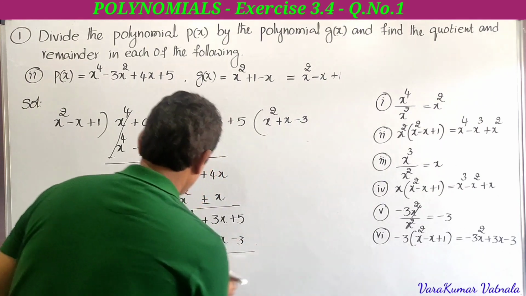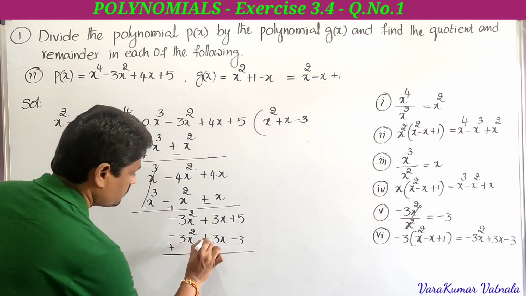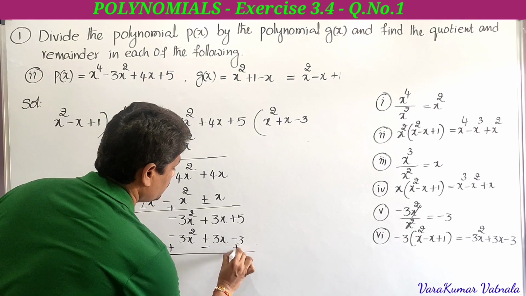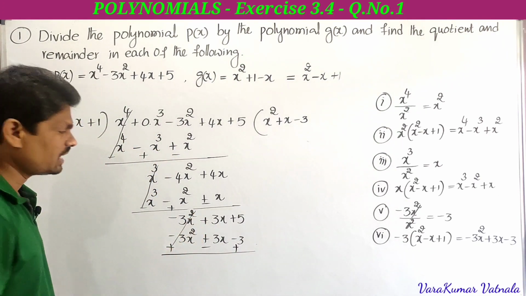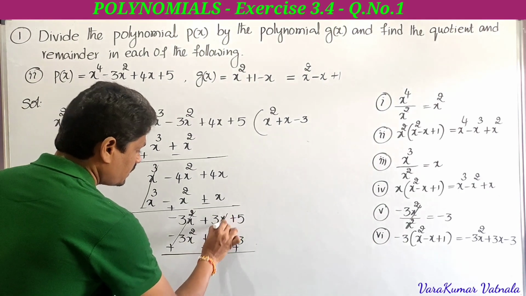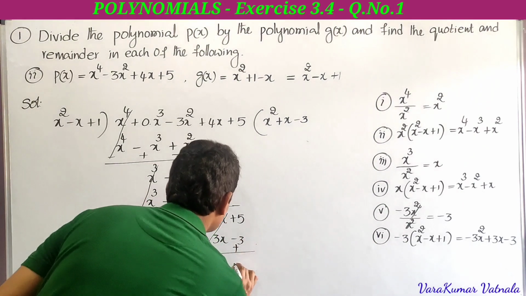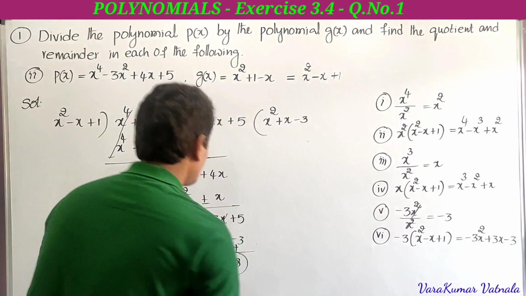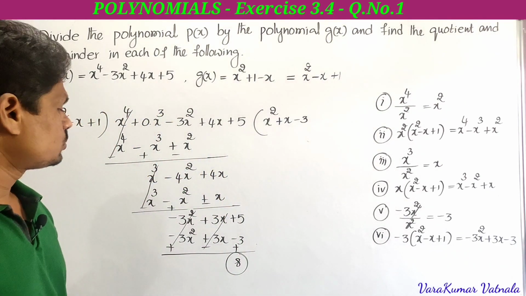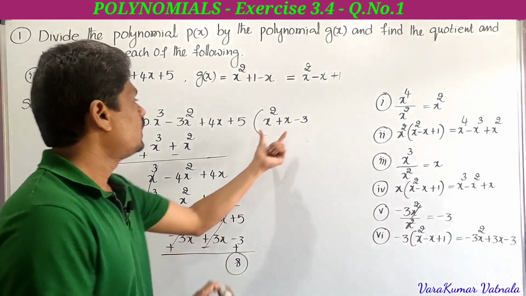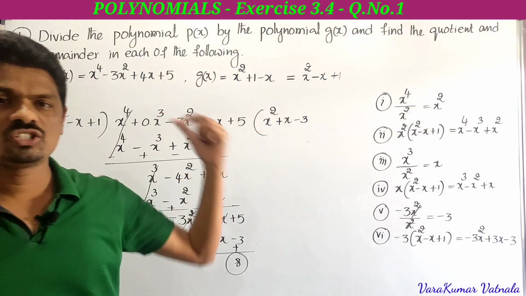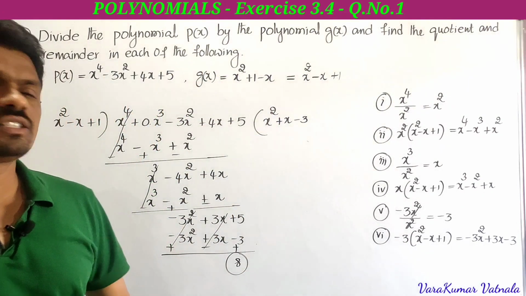Now subtract. Minus becomes plus, plus becomes minus, minus becomes plus. Here minus 3x square plus 3x square gets cancelled, plus 3x minus 3x gets cancelled, 5 plus 3 is 8. So now 8 is the remainder. Here we can stop, the division is completed. Therefore x square plus x minus 3 is the quotient, and the remainder is 8.